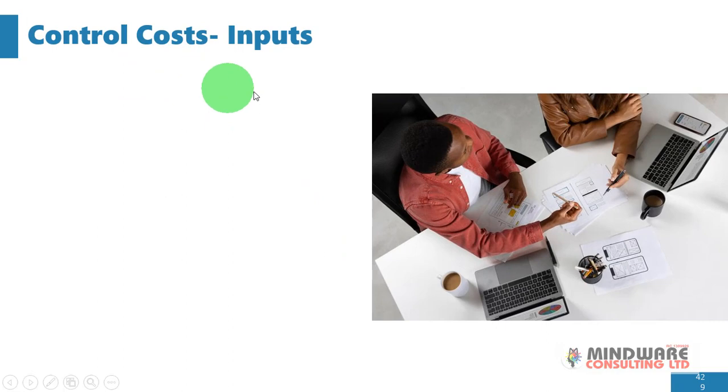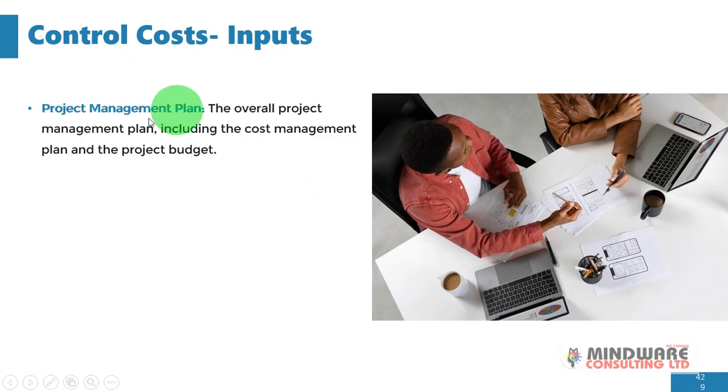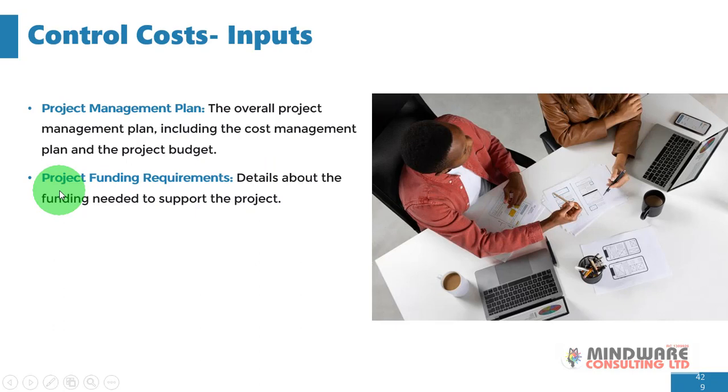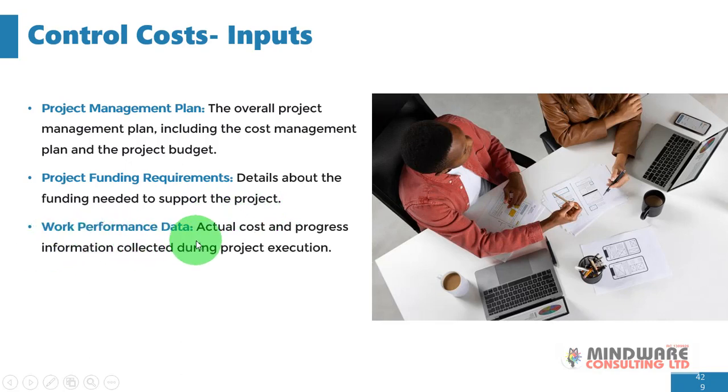Now, what are the inputs of this control cost process? The first is the project management plan: the overall project management plan, including the cost management plan and the project budget. So you're going to have those as inputs for this process. Project funding requirements: remember, this is an output from the determine budget process. Here now it's serving as an input, and it details the funding needed to support the project throughout its life cycle.